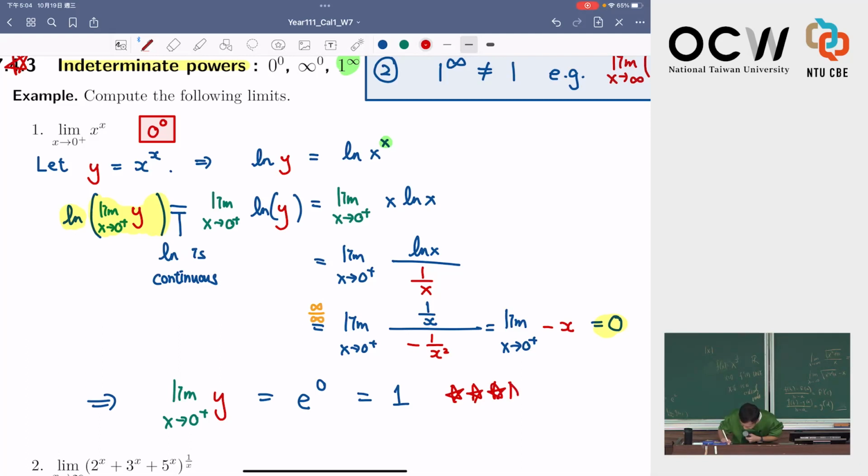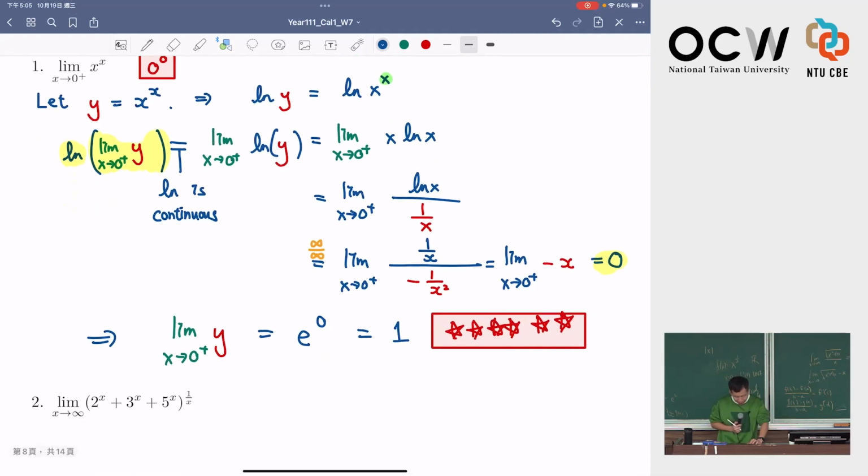But in the past, a lot of students will just write 0 as the answer, then we deduct 1 mark, okay? So 0 is not the final answer. Be careful about this. 0 is not the final answer, but log of e to the 0 is the final answer. Okay, let me do the next one.